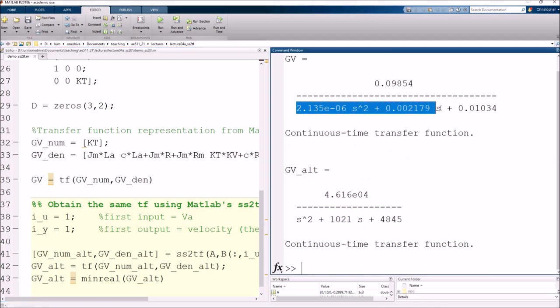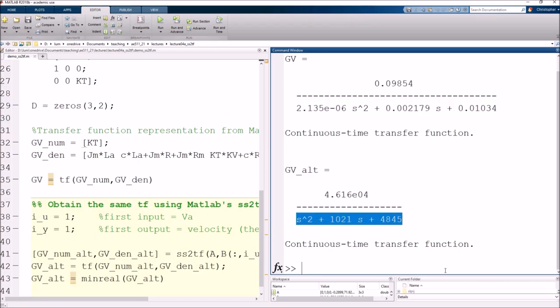Originally in Mathematica we got second order, and now we have second order using MATLAB's SS2TF. However, you stare at this again and say, wait a sec, these two are not the same transfer function. They're numerically different. Look at the numerator. This one here is 0.098. This one down here is 4 times 10 to the 4. This is significantly different.